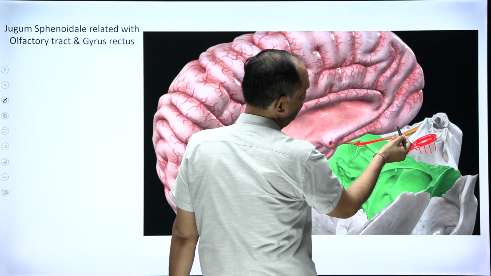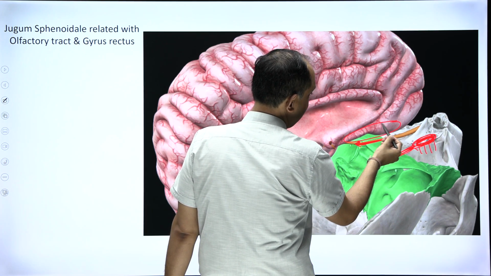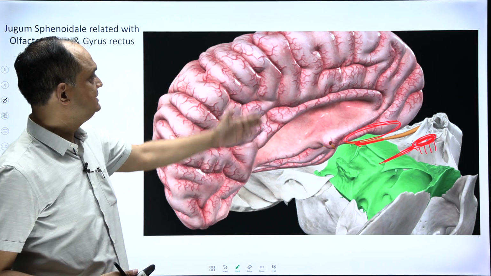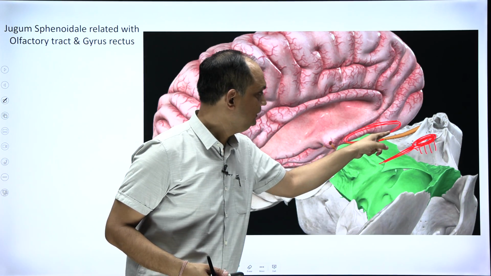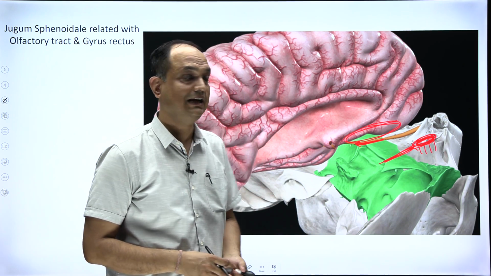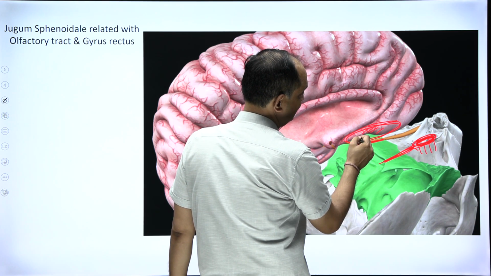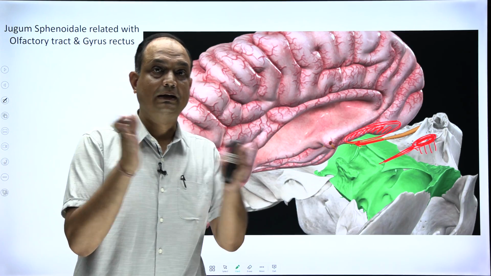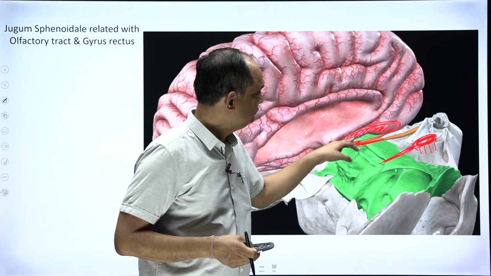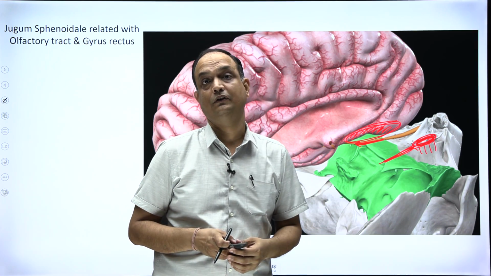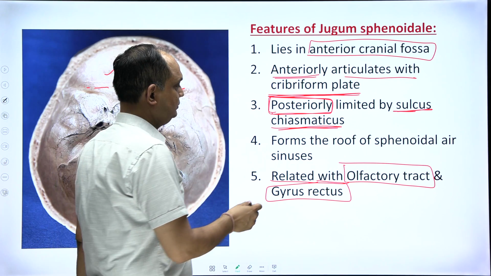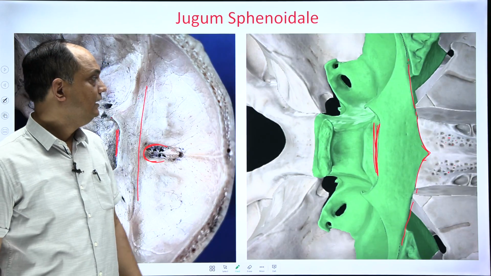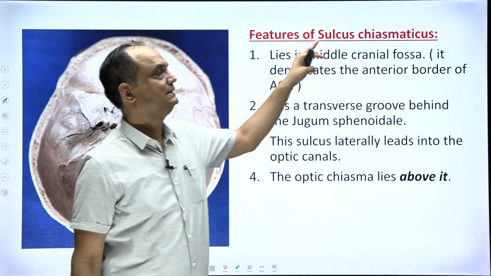Now above that you are able to see this is the inferior border of your cerebral cortex. This is the medial surface of the cerebral cortex. This is the inferior border of the cerebral cortex on the medial side, and this area is known as gyrus rectus. This medial-most gyrus along the medial border on the inferior aspect is known as gyrus rectus, which also lies just above the Jugum Sphenoidale. So that's why it is written here that Jugum Sphenoidale is related with the olfactory tract and gyrus rectus. Clear? Now we'll move to the next part, the sulcus chiasmaticus.